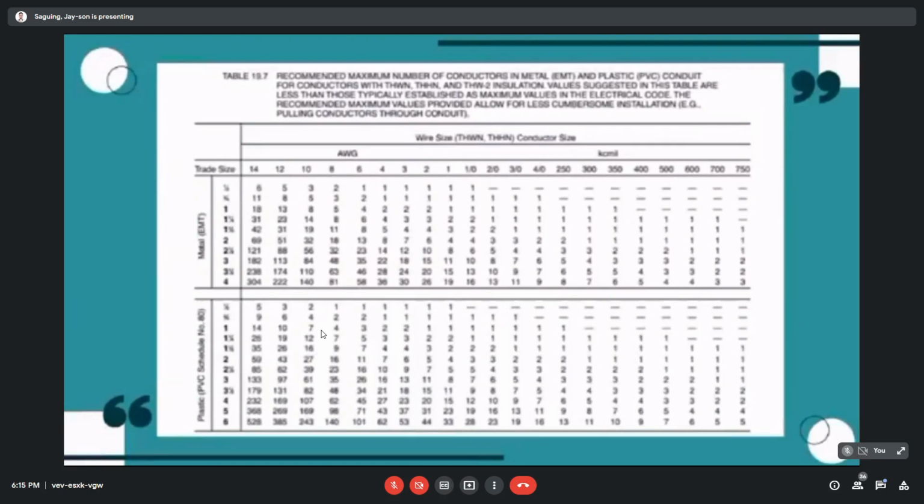So there are horizontal numbers at the top of the graph, where we see the size and type of conduit. While there is a vertical column, where we see the wire gauge. Then the numbers in the center represent the number of wires that can fit for each conduit and correlating gauge.